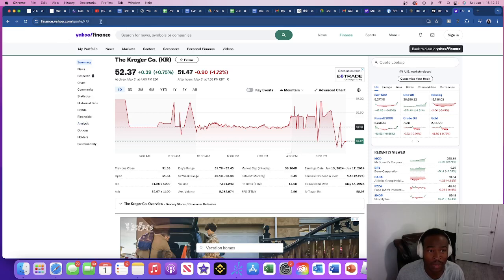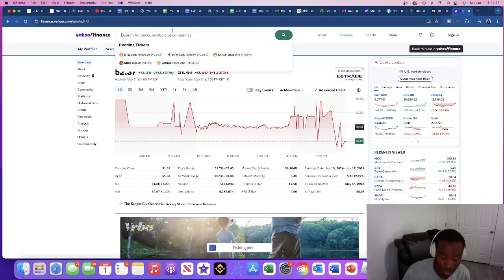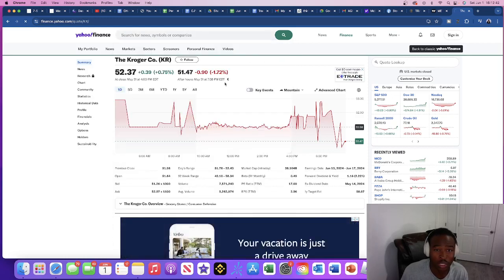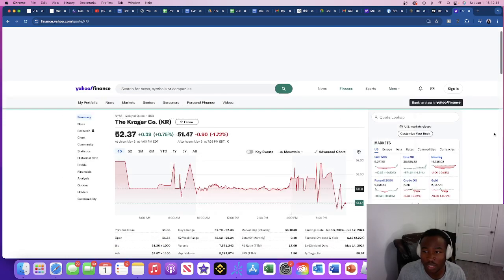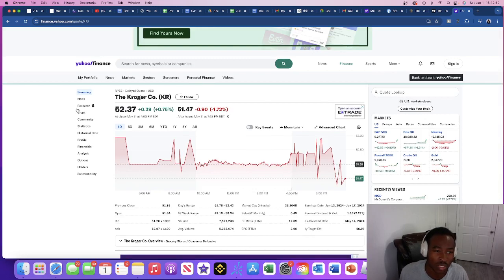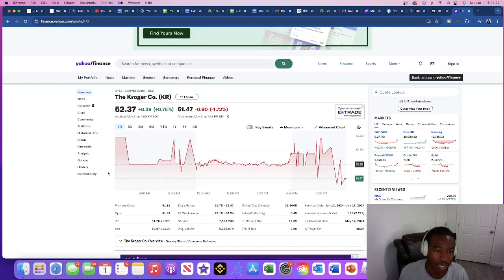So you go right here on Yahoo Finance and you type in the ticker symbol that you want. KR is Kroger, which is the one that we're looking for right now. I opened an option position on this, so I'll probably do another video on how that goes. So stay tuned. But basically, you type in the ticker symbol or the company name that you need, and then you go here into the financials.